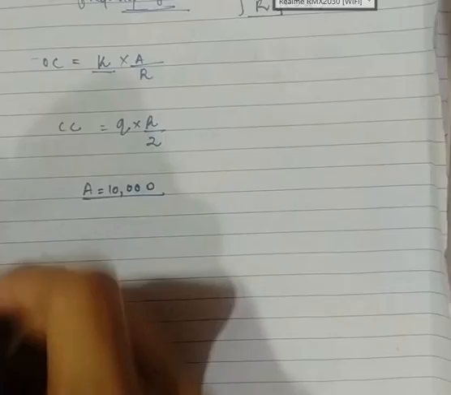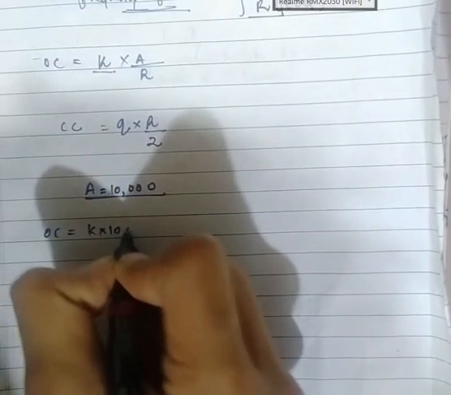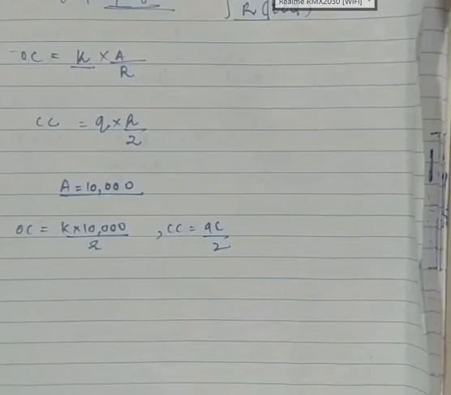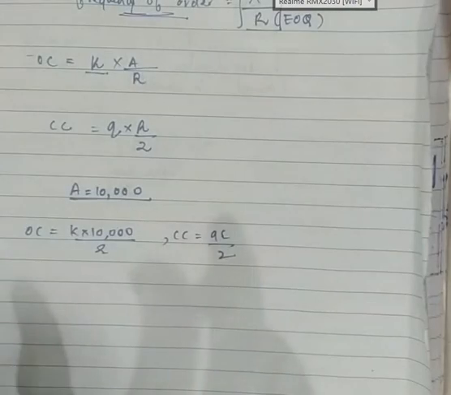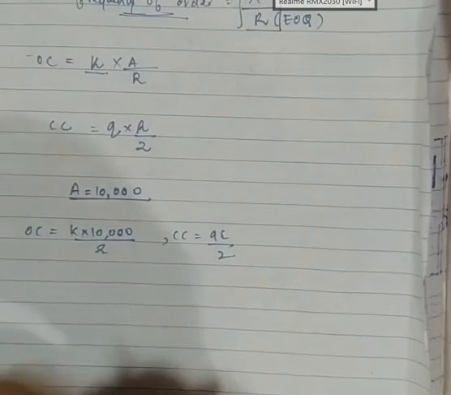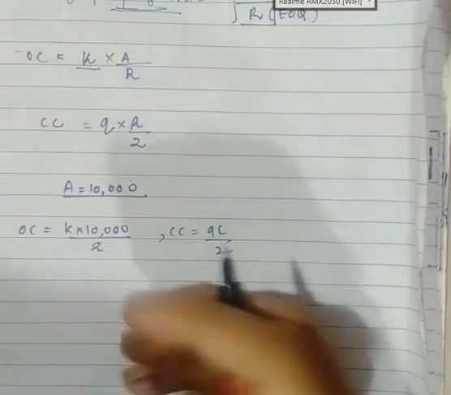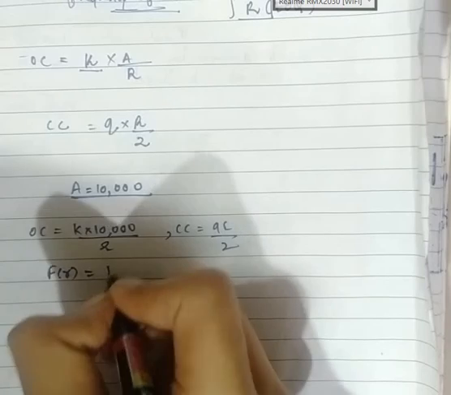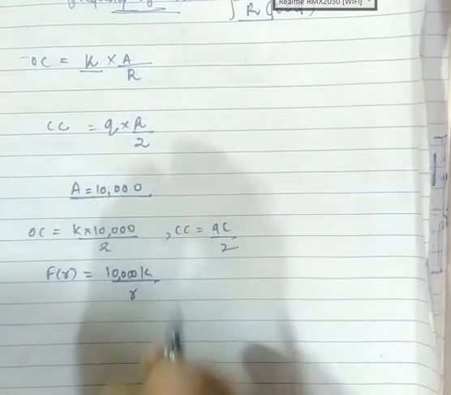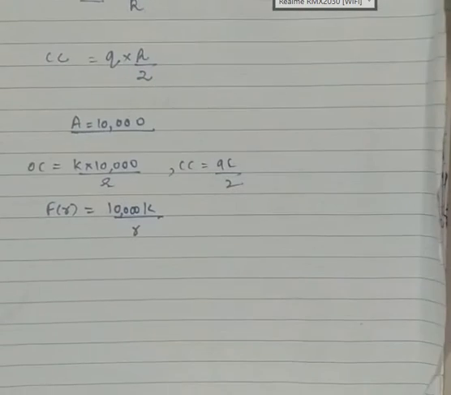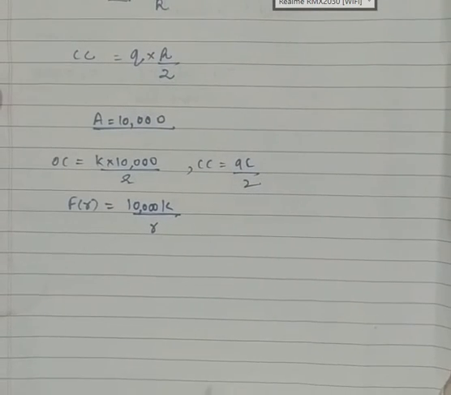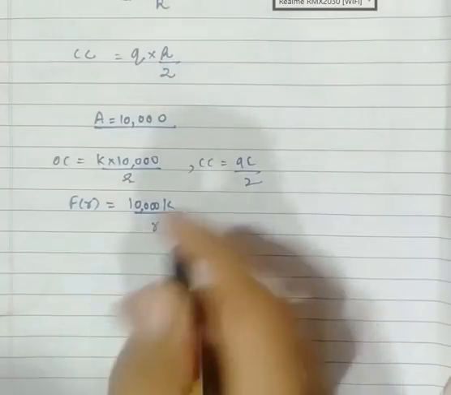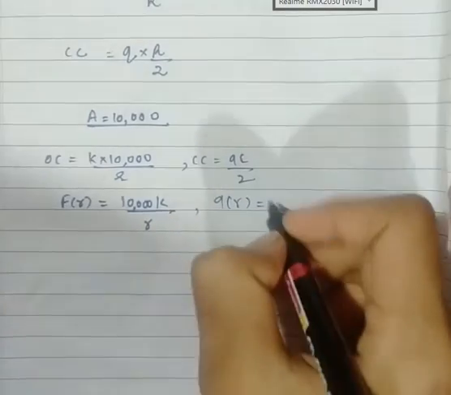So we can write ordering cost as K times 10,000 divided by R. Carrying cost is Q times R by 2. Since K and Q are constants, and our variable is R, we will allow R to change. That means this is a function of R. So f of R is equal to 10,000 times K upon R. Our ordering cost is a function of R, with A constant, and we allow R to change. Also G of R is Q times R by 2.